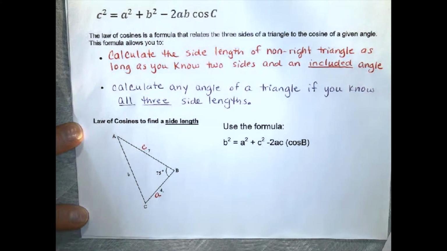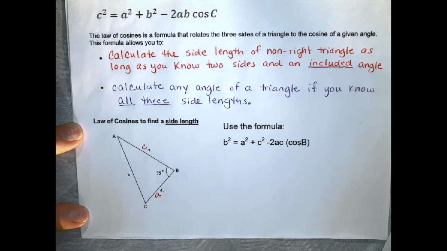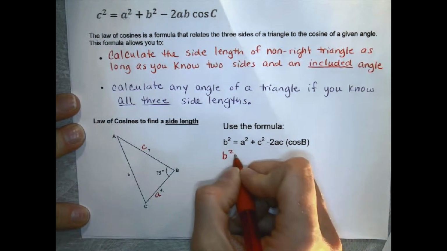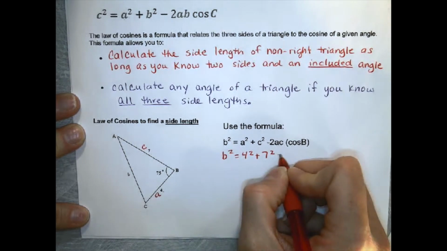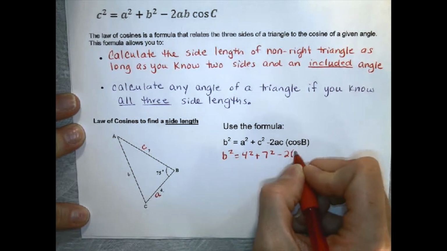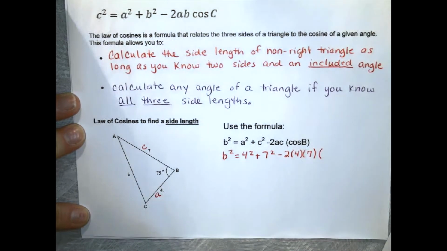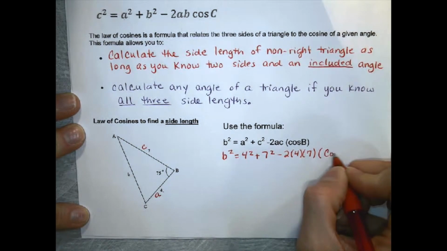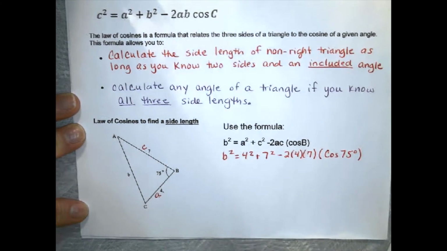I know angle B is 75, I know A is 4, and I know that C is 7. So I will get b squared equals 4 squared plus 7 squared minus 2 times 4 for A, 7 for C, and the cosine of 75 degrees. And again, I'm going to use my calculator to find out what is the cosine of 75 degrees.